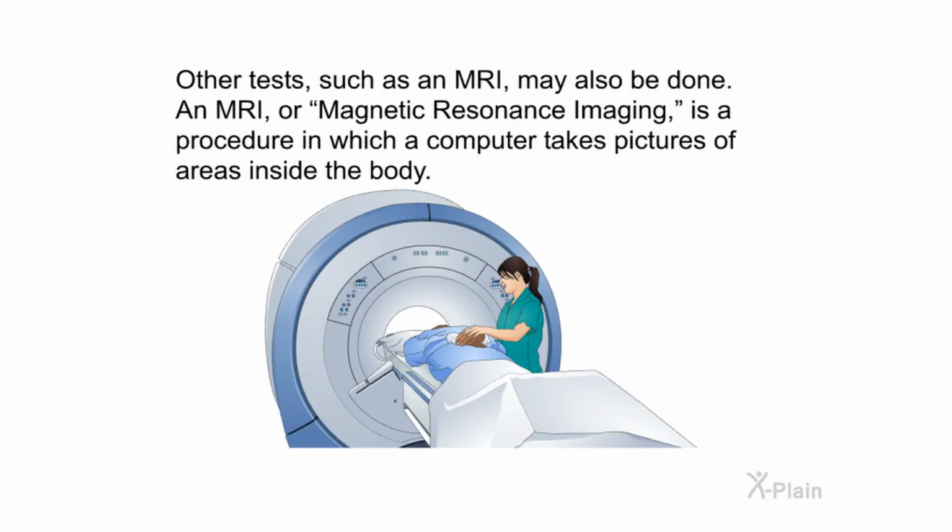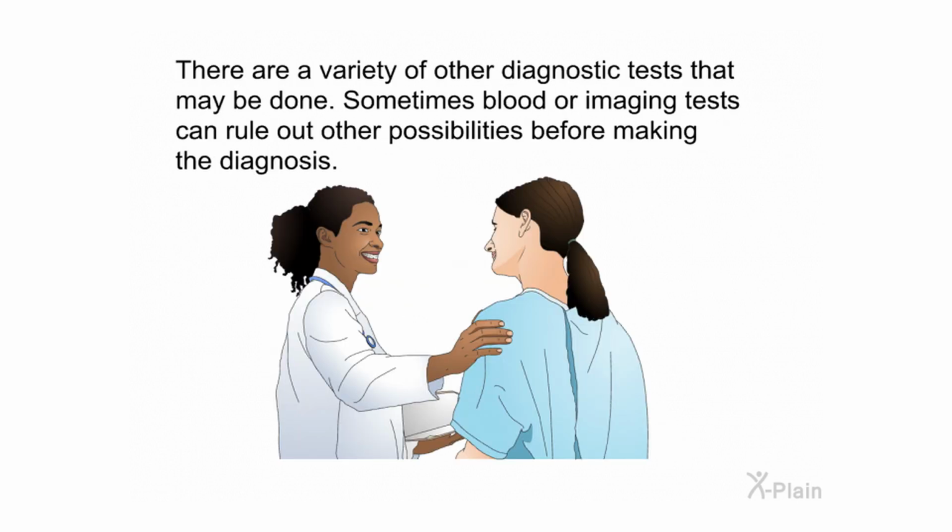Other tests, such as an MRI, may also be done. An MRI, or magnetic resonance imaging, is a procedure in which a computer takes pictures of areas inside the body. There are a variety of other diagnostic tests that may be done. Sometimes blood or imaging tests can rule out other possibilities before making the diagnosis.